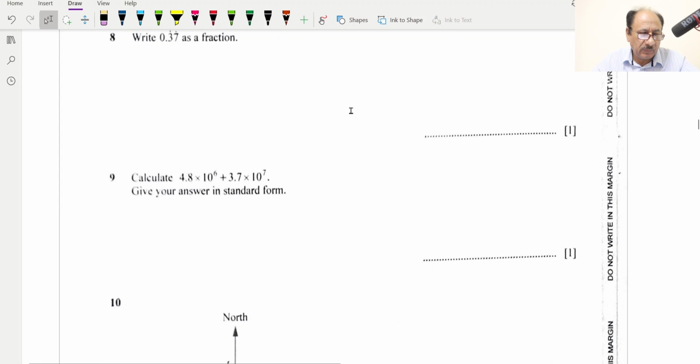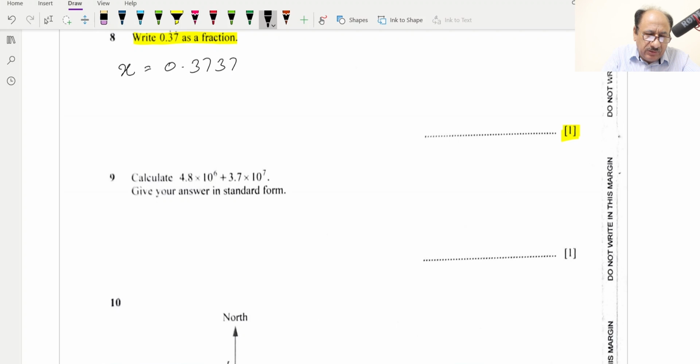Now question number 8, they are saying write 0.37 recurring as a fraction. So this is only a 1-mark question. I will be explaining the working, but that will not be worth 1 mark, but you should know the method, and then I'll tell you the easier way also.